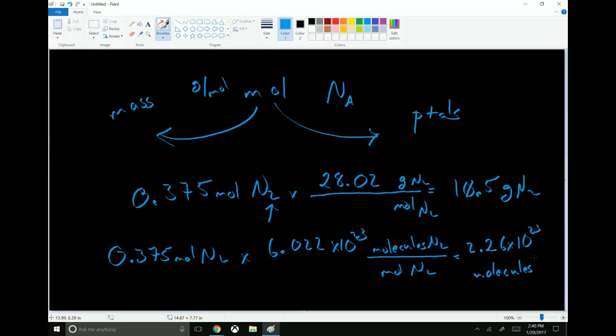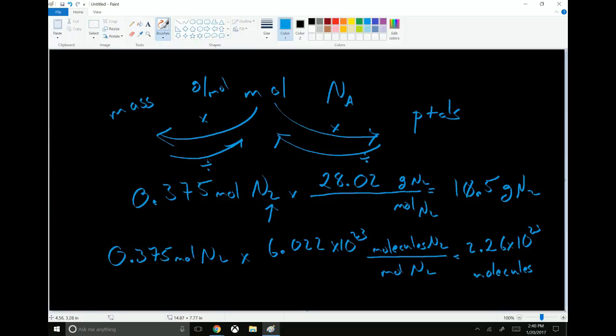So, if you're going to the right, you multiply. Going to the left, you divide. For particles, let me divide by Avogadro's number. Going from moles to mass, you're going to multiply. Going from mass to moles, you're going to divide by the molar mass.